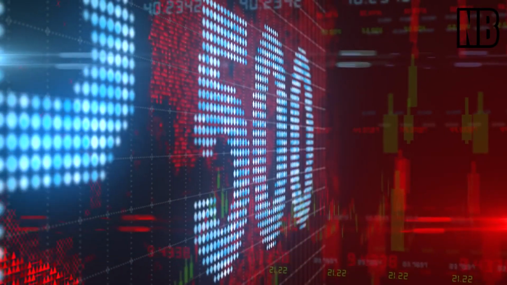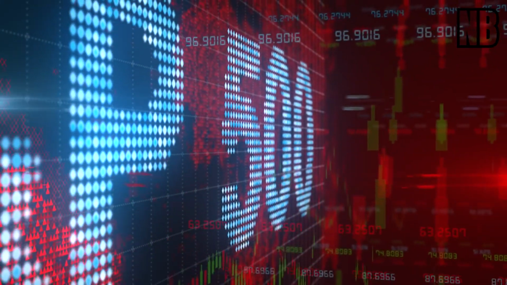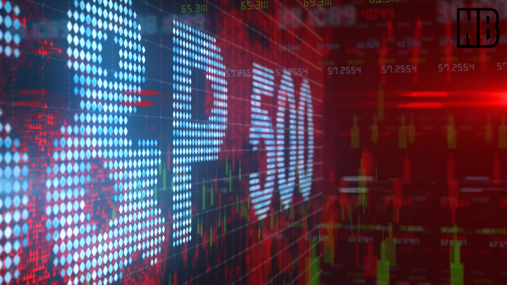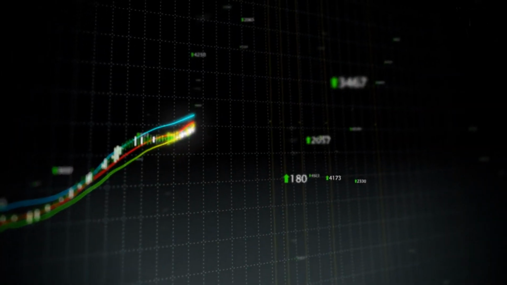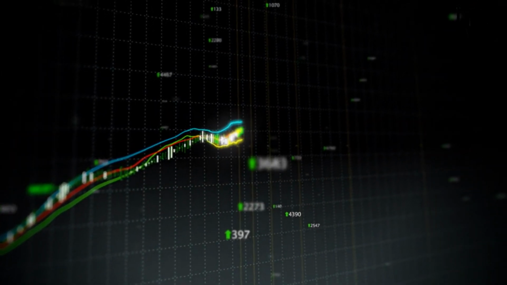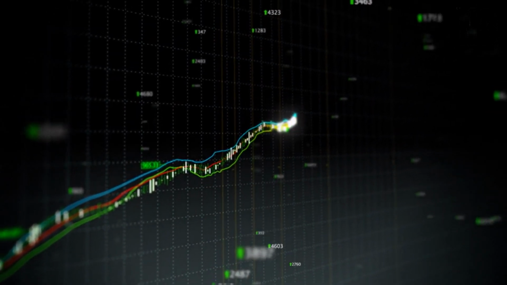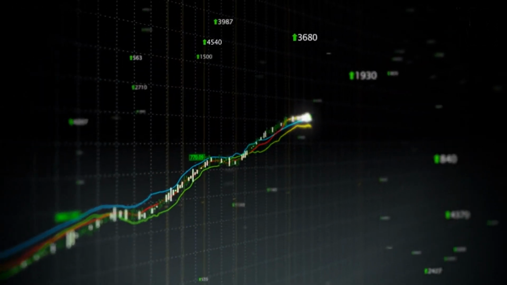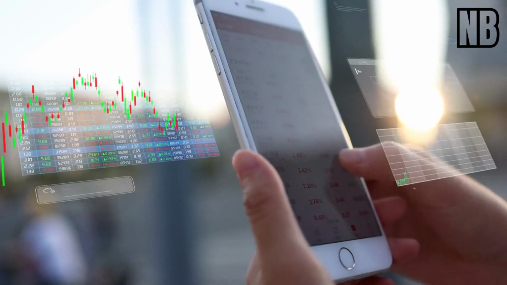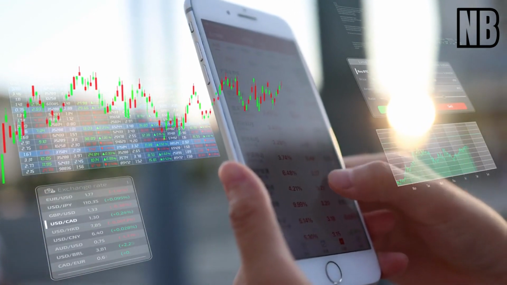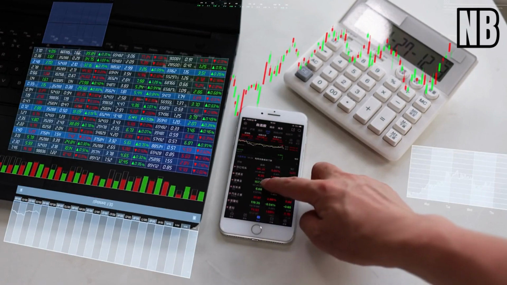Examples: investing in an S&P 500 index fund or an ETF that tracks the Dow Jones Industrial Average. Considerations: index investing offers broad market exposure and lower costs but may not outperform the market. Investors should be comfortable with market returns and less concerned with selecting individual stocks.